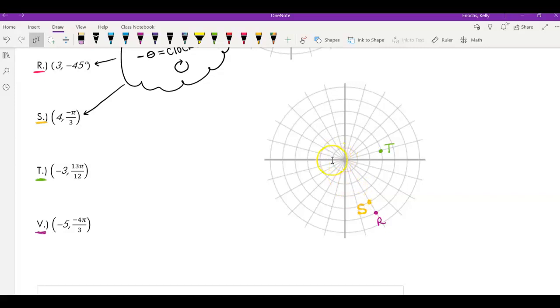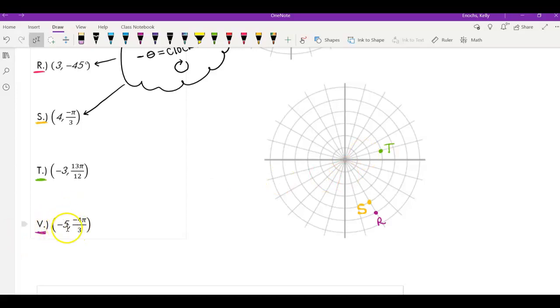T is to the left 3, but now because we are going in a positive theta direction, I'm going to go back counterclockwise. That would be, sorry, in this direction. So I'm going to go all the way down the bottom of the circle and then plus a little more. Notice 13 pi over 12 is a whole pi rotation plus 1 pi over 12. So 12 pi over 12 plus 1 pi over 12. And remember, 12 pi over 12 is that whole semicircle. So that's why my T ends up being here when I started way over here on the left side. So I went all the way around to the right side and then up a little more.